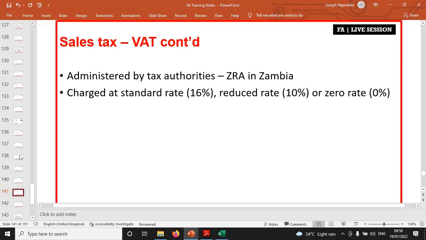So you can charge at reduced rate, let's say what? 10 what? 10% or at 0 what? 0 rate, which is a number.